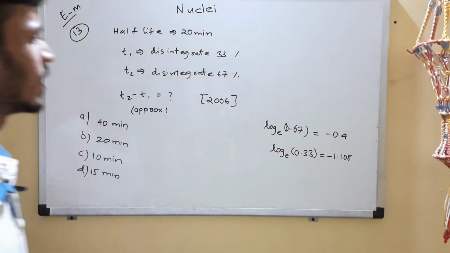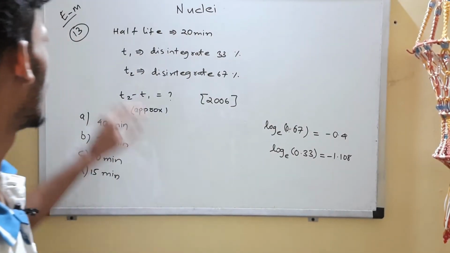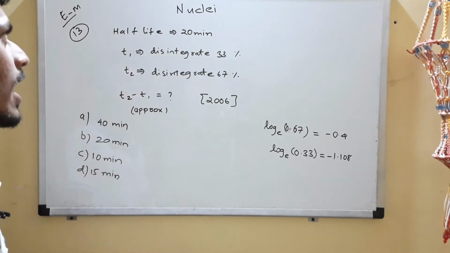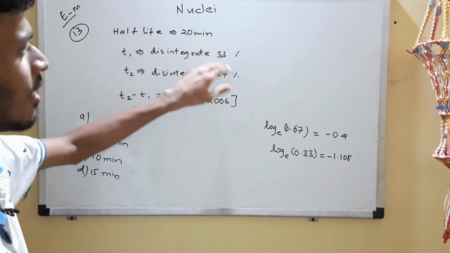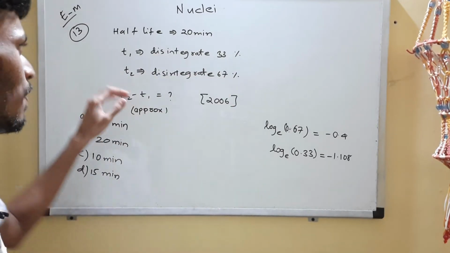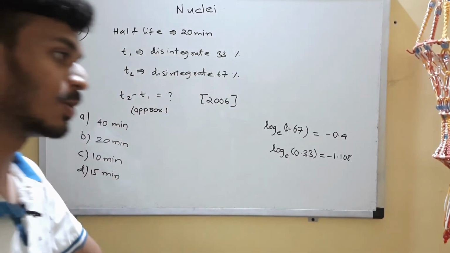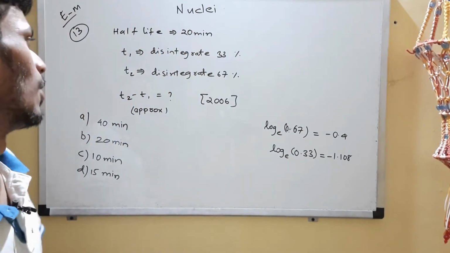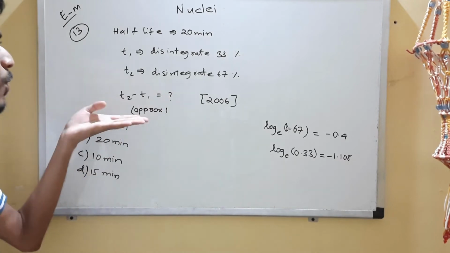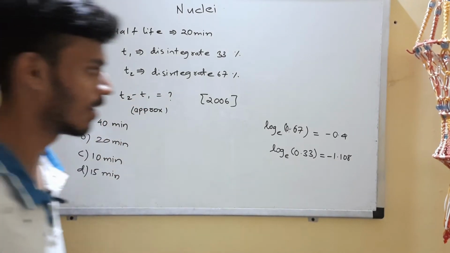So question 13 over here. In this question you are given that the half-life for a radioactive reaction is 20 minutes. T1 is the time the parent atom takes to disintegrate 30% of its initial number, and T2 is the time it takes to disintegrate 67% of its initial number. You are supposed to approximately find what is T2 minus T1, this interval over here.